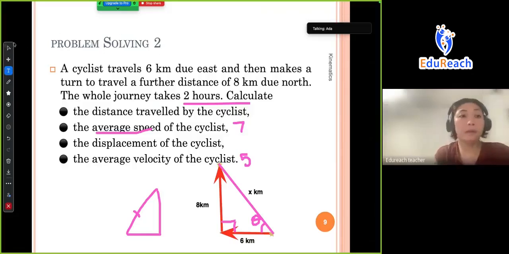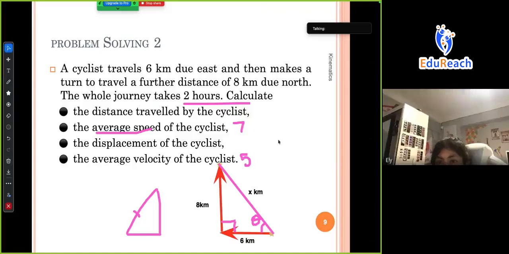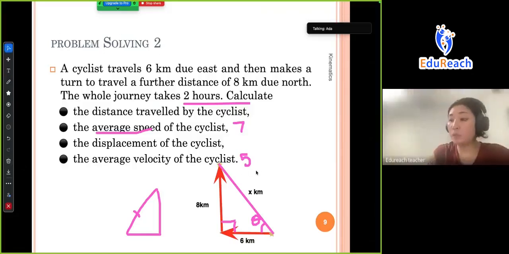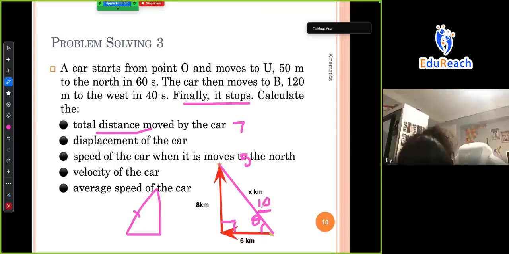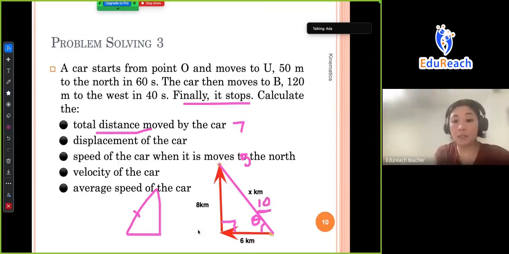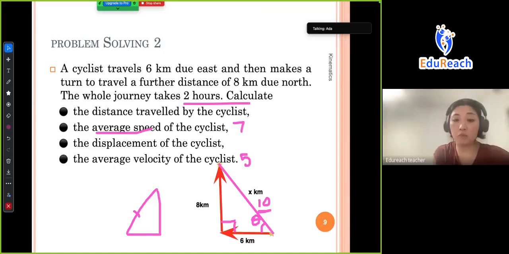Wait, how do you know it's 5 though? Because didn't we just calculate that this here is 10? Oh, so it's because of the formula. You literally just told me that this is 10, right? Yeah, okay, sorry. So since the displacement is 10, the time taken is still the same. The time taken is 2 hours. So 10 divided by 2, then we get the velocity of 5 kilometers per hour.